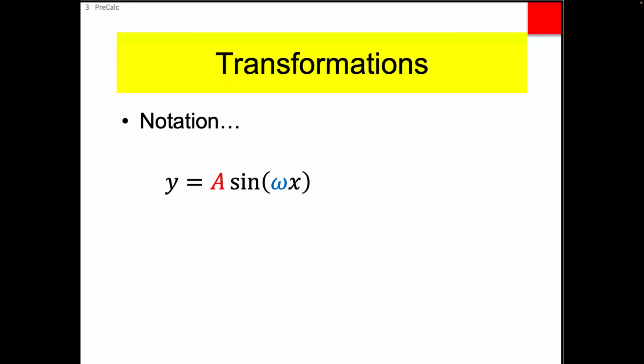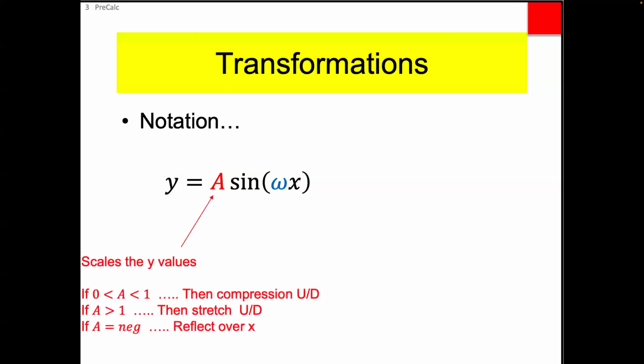And if it's negative, what is that going to do? A negative is going to make a positive y value a negative y value. So what's that going to do to the shape? It's going to flip it over the x-axis. Write that down.